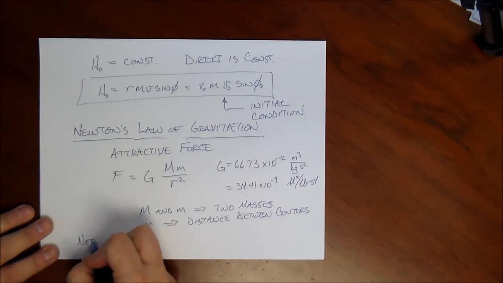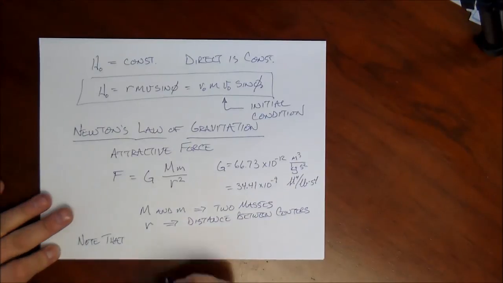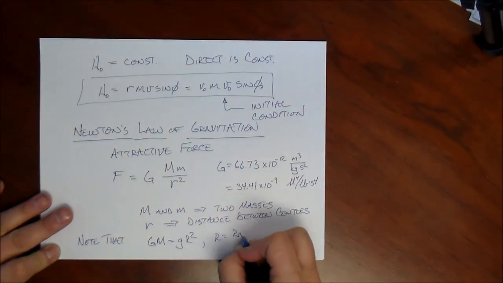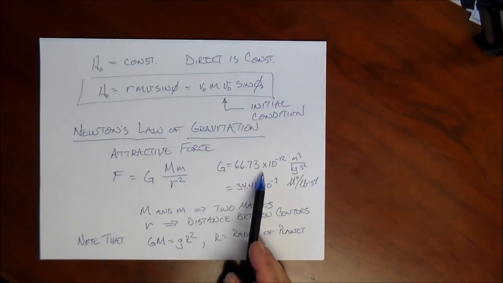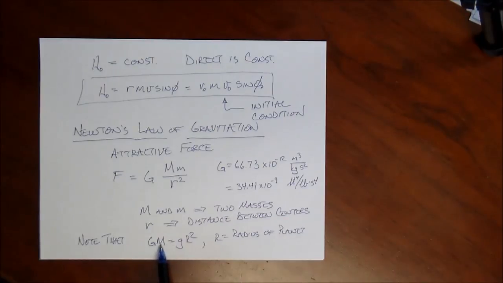And one final thing: if you're interested in a particular planet, capital G, the gravitational constant, times the mass of that planet, maybe it's the Earth, is equal to the gravitational acceleration at the surface times the radius of the planet squared. So if it's Earth, this is 32.2 feet per second squared or whatever.